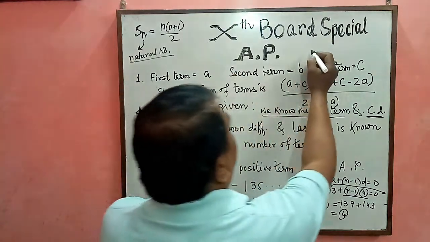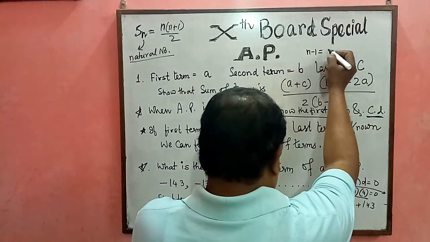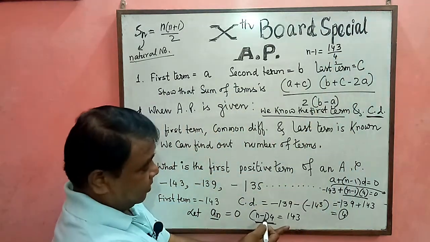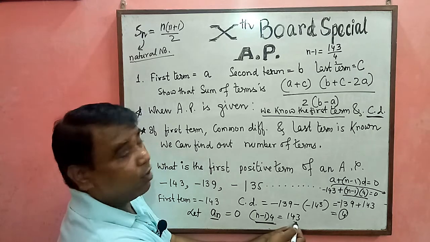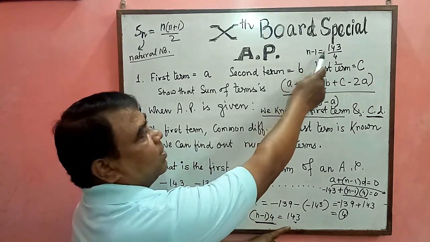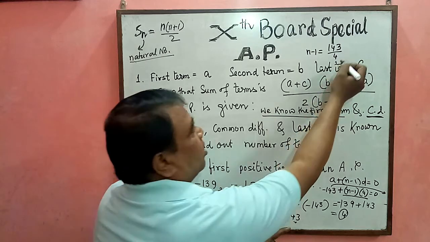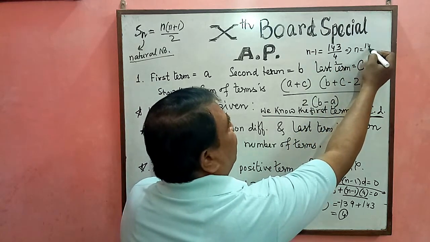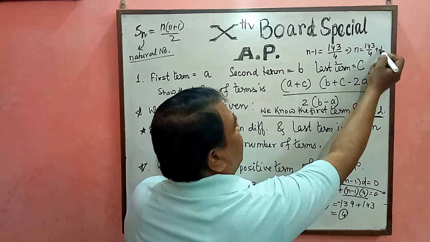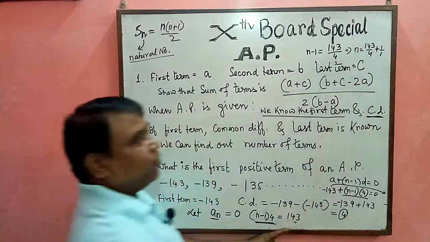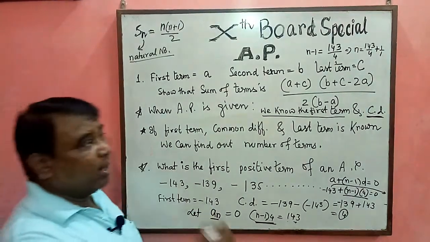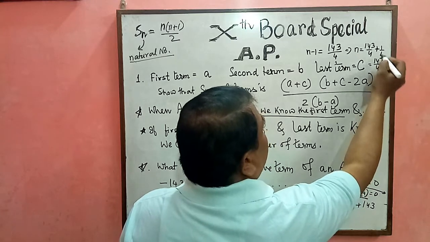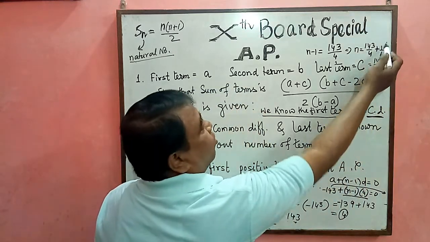So n minus 1 is equal to 143 upon 4. You just follow this one. (n minus 1) into 4 is equal to 143, so n minus 1 is equal to 143 upon 4. Now exactly n is equal to 143 upon 4 plus 1. Here you have to put 1 for LCM because there is a whole number. So this will be 4, 147. That means 143 plus 4, 147.